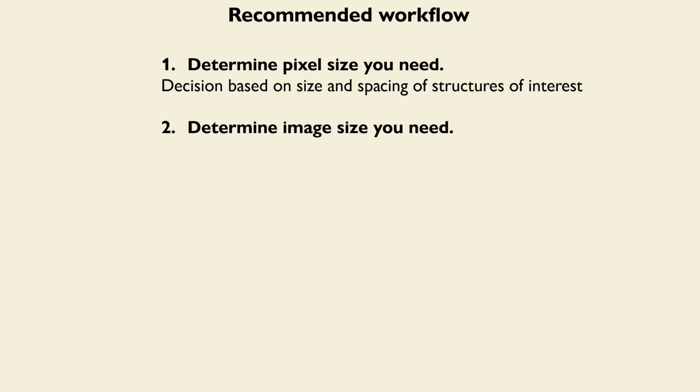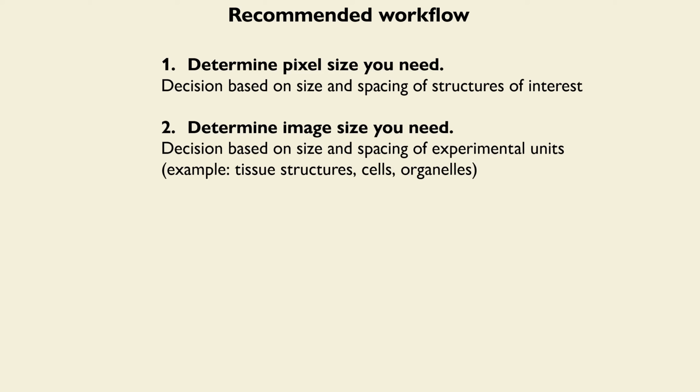Second, determine the image size that you need. So this is going to be given by the size and spacing of your experimental unit. If you need to have at least 1 cell, because that is your experimental unit, you need to have an image size of at least 1 cell. If you need to have a cluster of cells, because you're studying junctions between them, for example, you need to have an image size that can fit multiple cells. Similarly, if you have a tissue structure that you're interested in, you're going to need images that fit that structure. So tissue structures, cells, organelles, whatever the thing you're interested in that is going to determine the image size that you need.